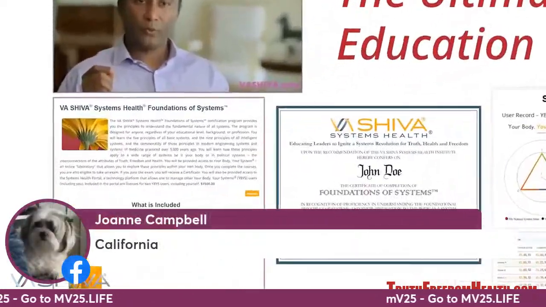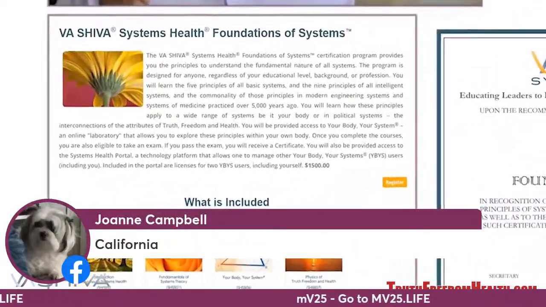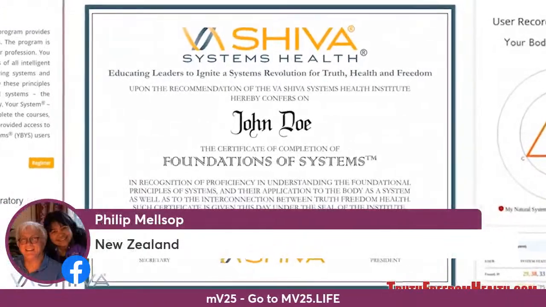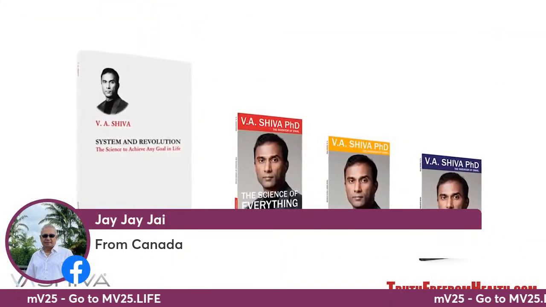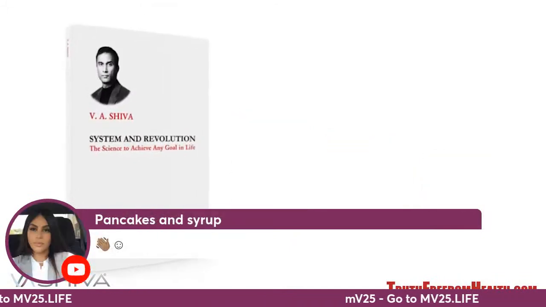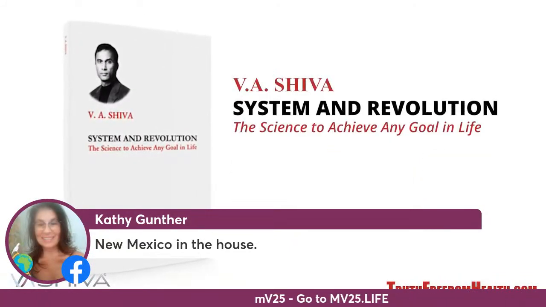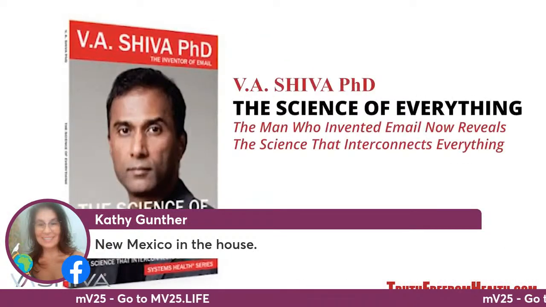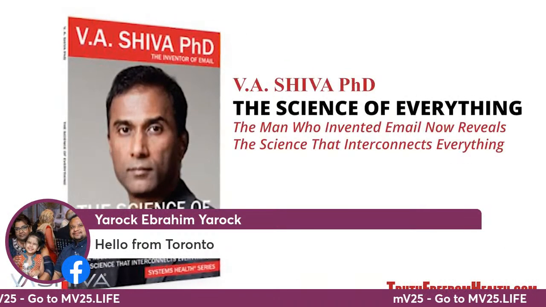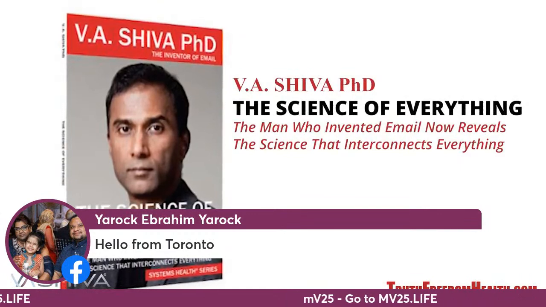Third, you can test your proficiency in learning the fundamental principles and get a formal certification for the foundations of systems. Independent of this classroom education, you will also receive 4 important books. The first book is the best-selling classic Systems and Revolution, from which you can learn all of these concepts and more. The second book is The Science of Everything, that will educate you on how the science of systems is the foundational knowledge of every system in the universe.